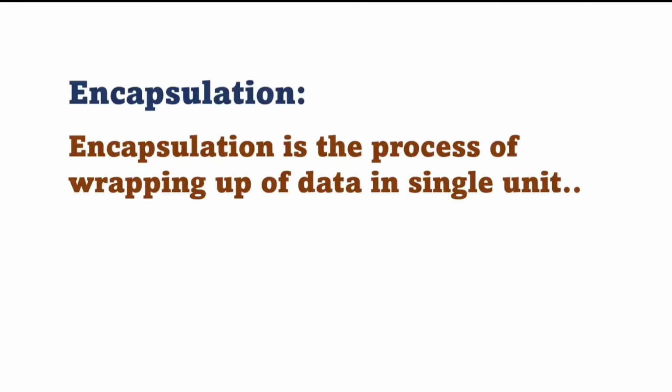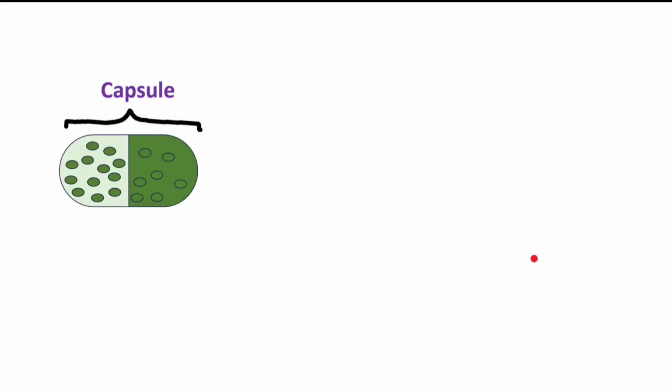So encapsulation is the process of wrapping up of data in a single unit. So what is it exactly? Let's understand. If we think from a real life point of view, a capsule is the best example of encapsulation. We know a medical capsule. It contains medicine, right? And the medicine is wrapped in the capsule to protect it from outside damage.